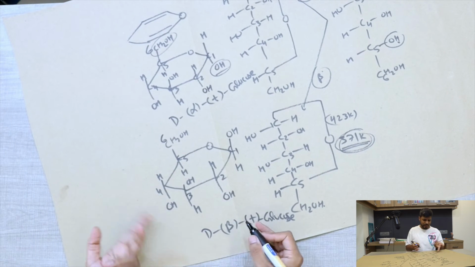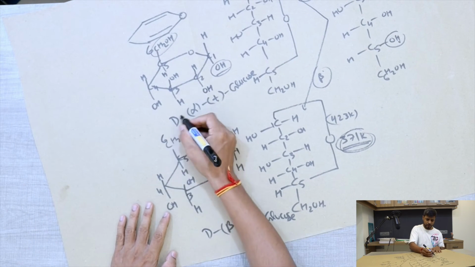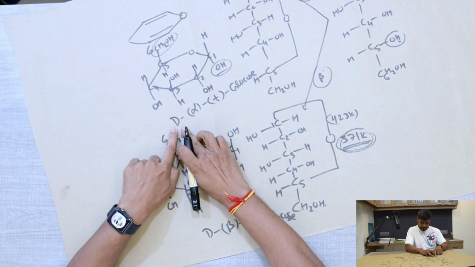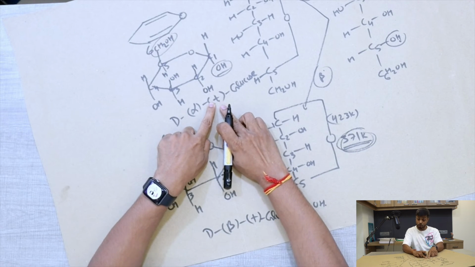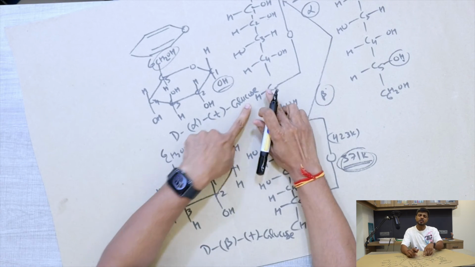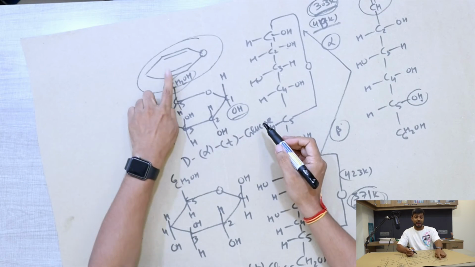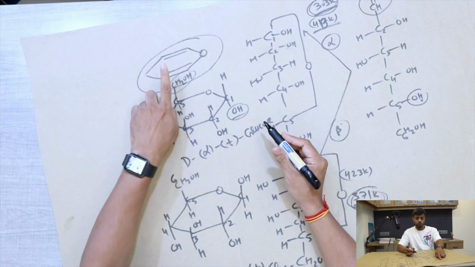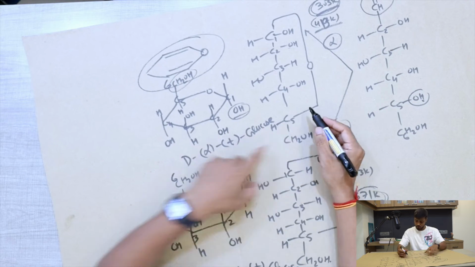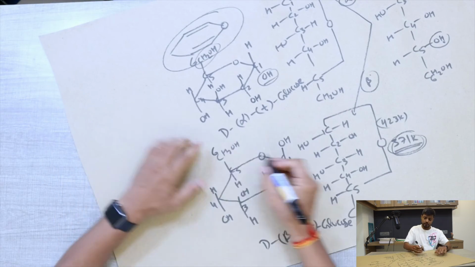So alpha and beta, alpha you can actually write in front. So alpha D plus, because they are always dextrorotatory, and glucopyranose because they are similar to the pyran molecule. This is the pyran molecule. They are similar to this. So we will call it glucopyranose. I'll write the name over here, at least of this one.